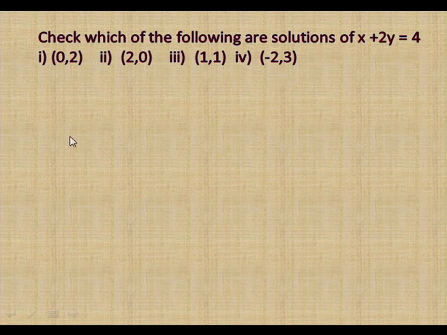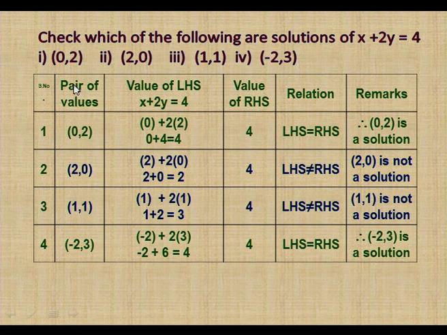So, we will start with the table form, please see. Now, please see serial number, the pairs of values, or you can say ordered pairs. First one is 0 comma 2. The equation is x plus 2y is equal to 4. In place of x I write 0, in place of y I write 2. 0 plus 2 into 2, how much is it? 0 plus 4, which is equal to how much here? 4.